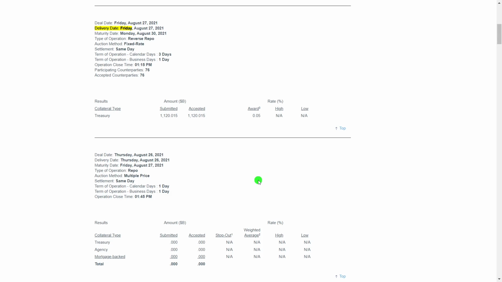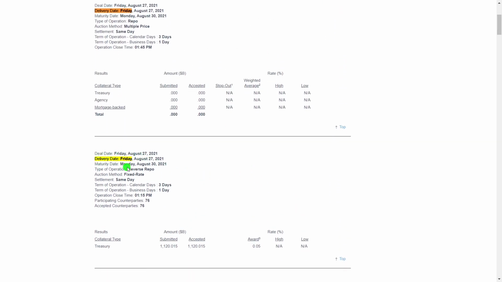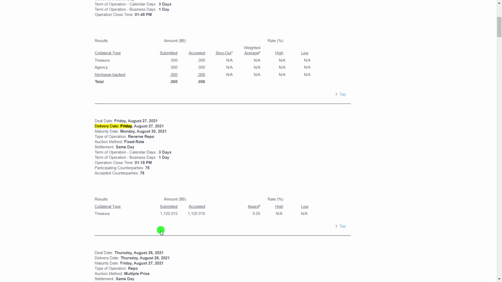So, what was the reverse repo number? Well, you can see here Friday, the deal date is the 27th of August. We have a reverse repo number of $1.12 trillion. So that is not the highest of all time, but it's still getting pretty much up there. Possibly one of the top five numbers. I think it is the top five. So let's get on to the main point of the video.